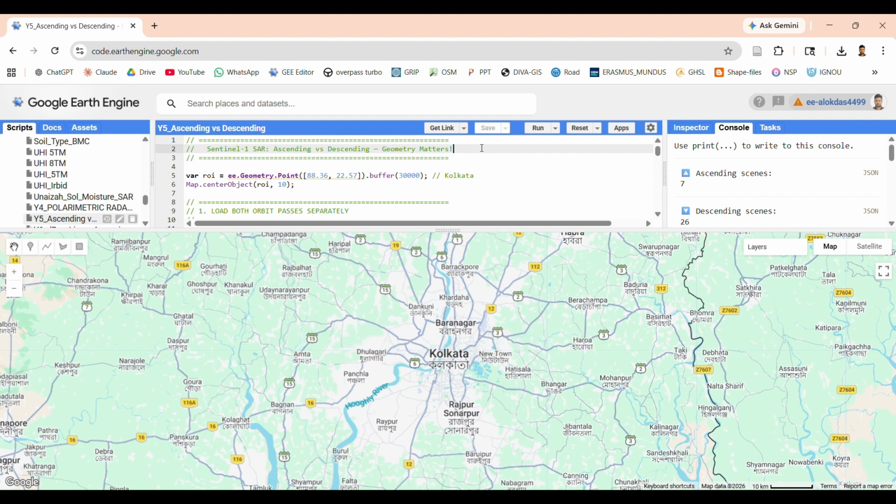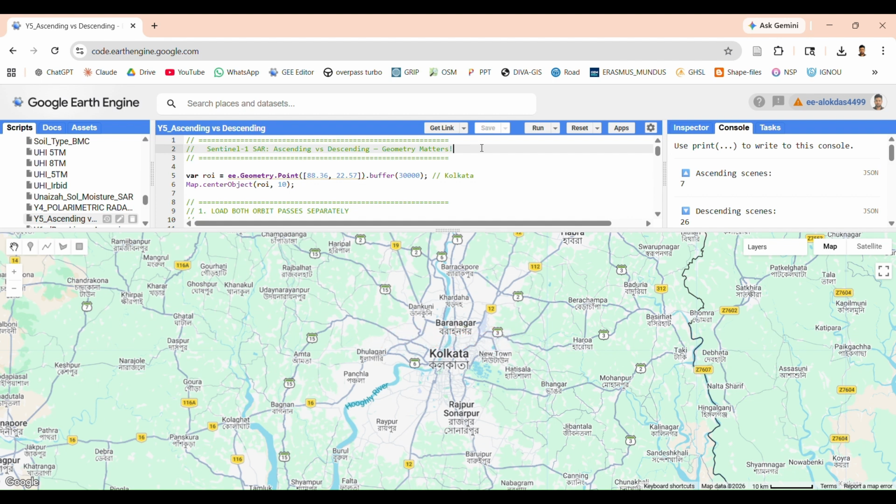Ascending means the satellite is moving from south to north, while descending means it moves from north to south. And even though the location is exactly the same, the viewing geometry is different, and that difference directly affects the SAR backscatter. Now comes a very important step: compositing.